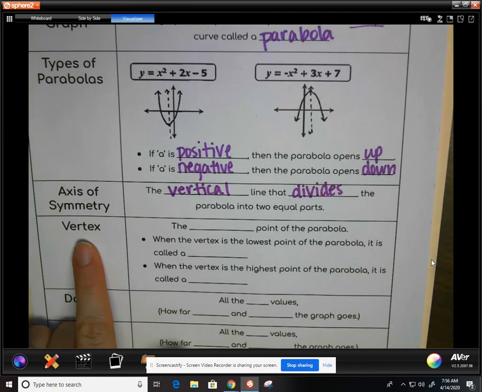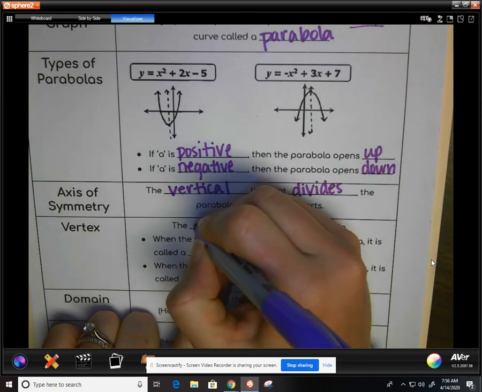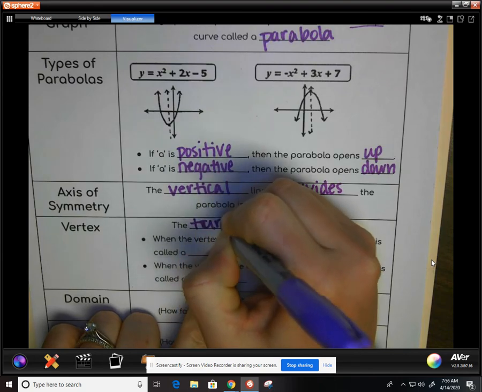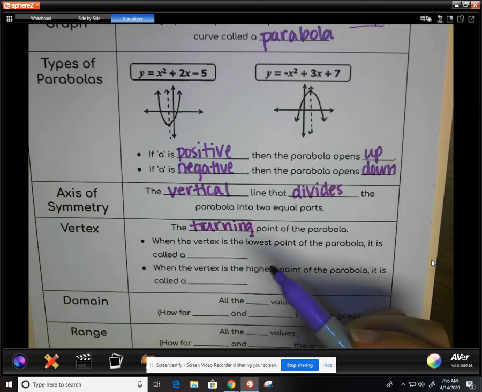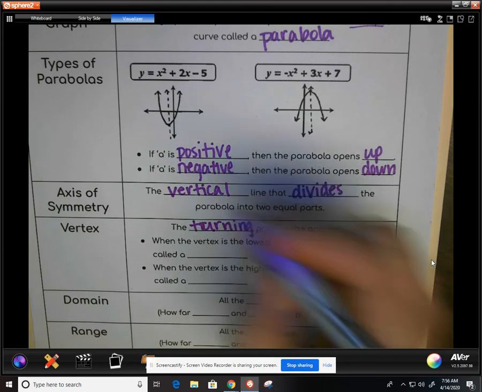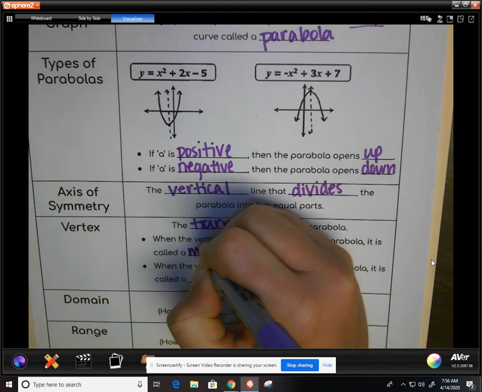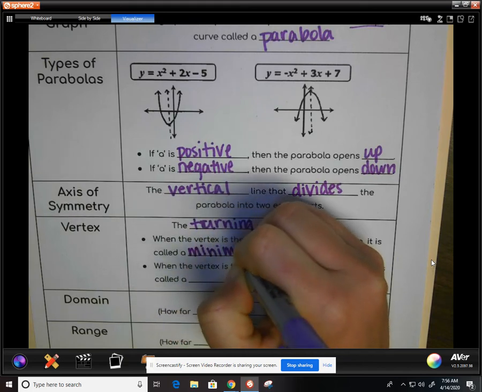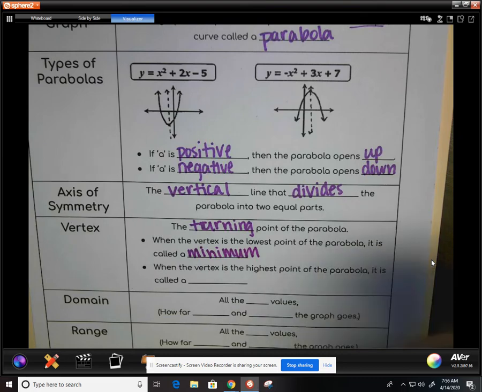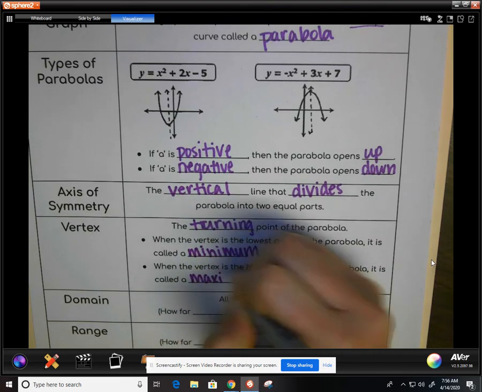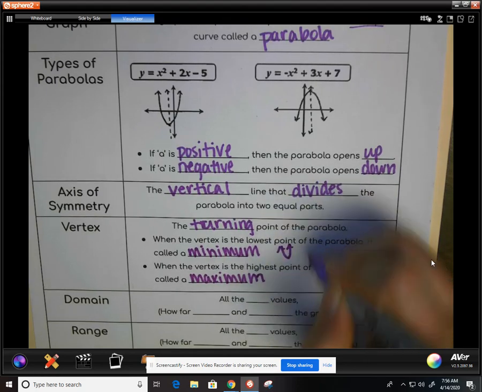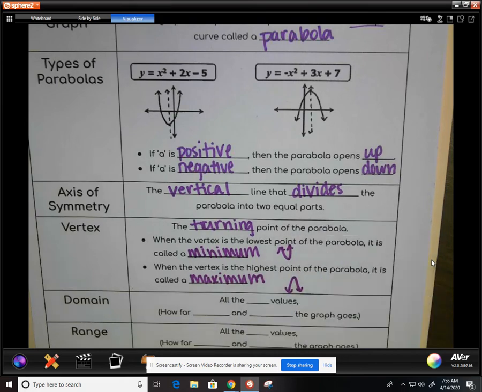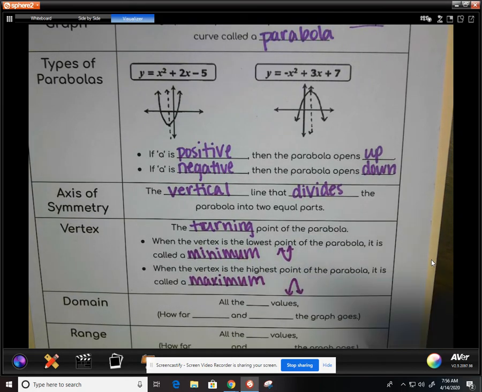Now, a vertex, so this is the turning point. So the turning point of the parabola, and there are two special types. Okay, if the vertex is the lowest point of the parabola, it is called a minimum. If the vertex is the highest point of the parabola, it is called a maximum. So a minimum would look like that, and a maximum would look like that. This curves at the lowest spot, this curves at the highest spot.